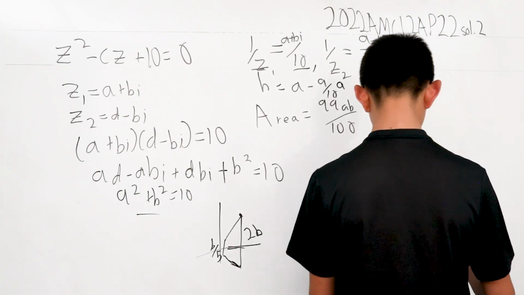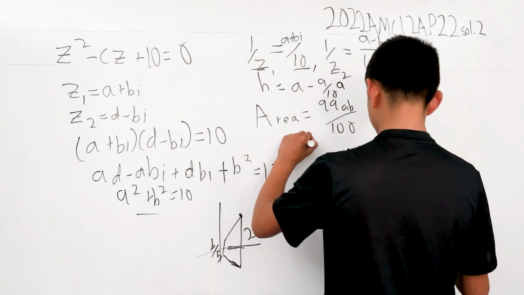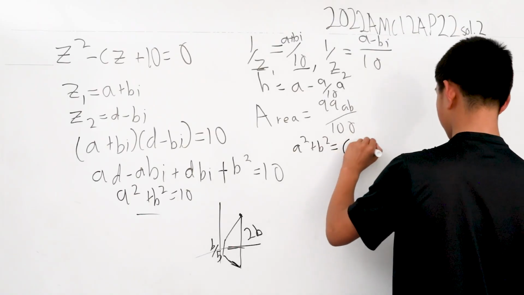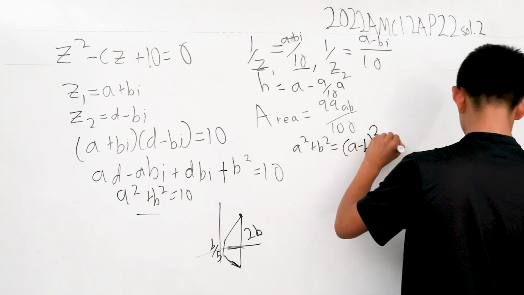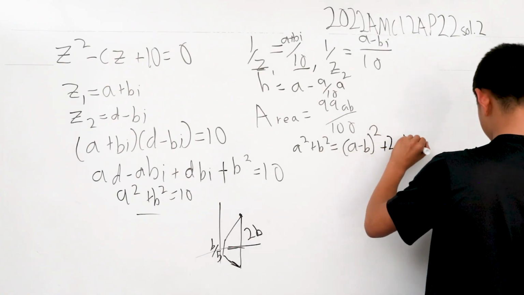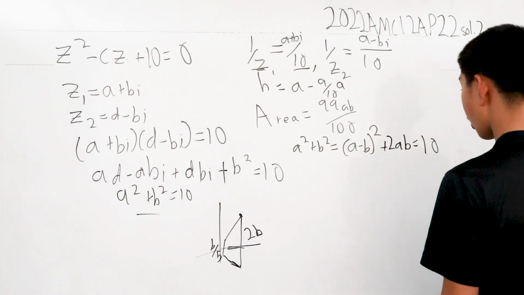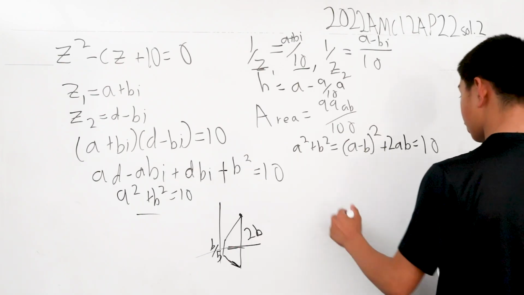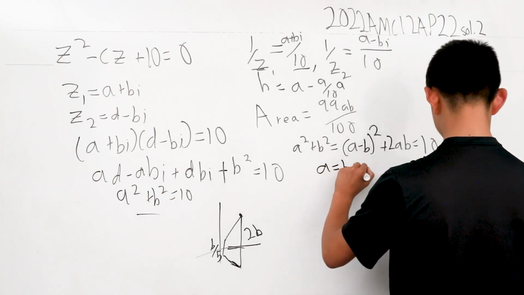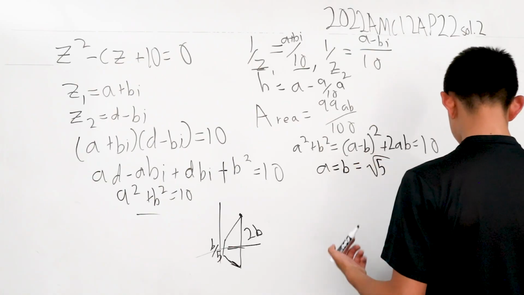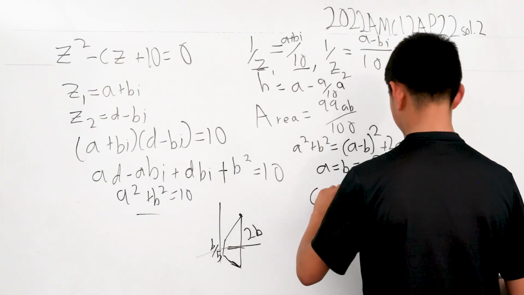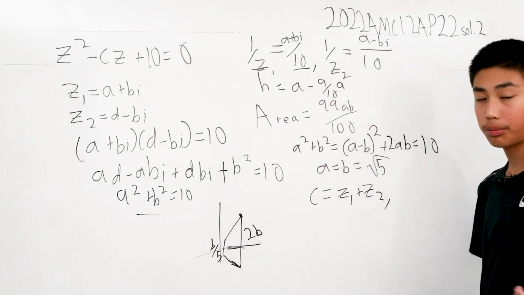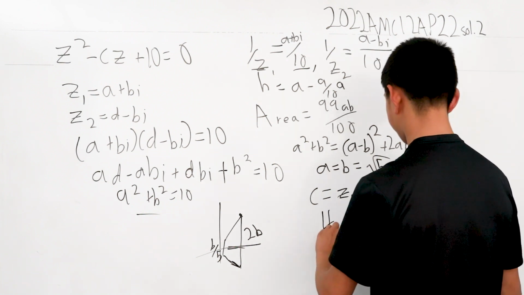How do we do that? We can say a squared plus b squared equals 10, which is a minus b squared plus 2ab equals 10. Now, solving this equation, we find that a equals b is the square root of 5. And since c is z1 plus z2, again, we can do the same thing and approximate it to 4.5, our answer.